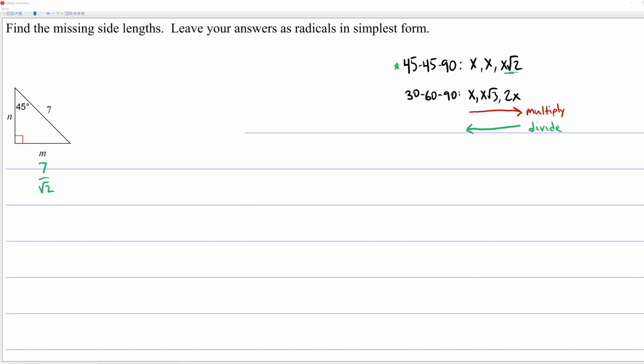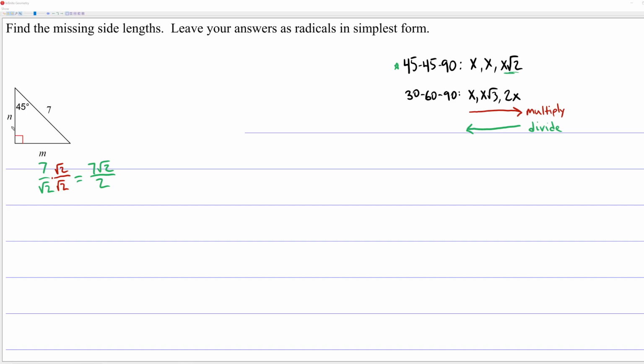Now in a class where you're using decimals, just type this into a calculator and that'll be fine. In a class where you want exact answers, remember we don't like square roots in the bottom of a fraction, so you have to multiply by the square root of 2. And if you do that in the bottom, you have to do that in the top as well. So m is equal to 7 square root of 2 over square root of 2 times square root of 2, which is 2. So m is equal to 7 root 2 over 2.